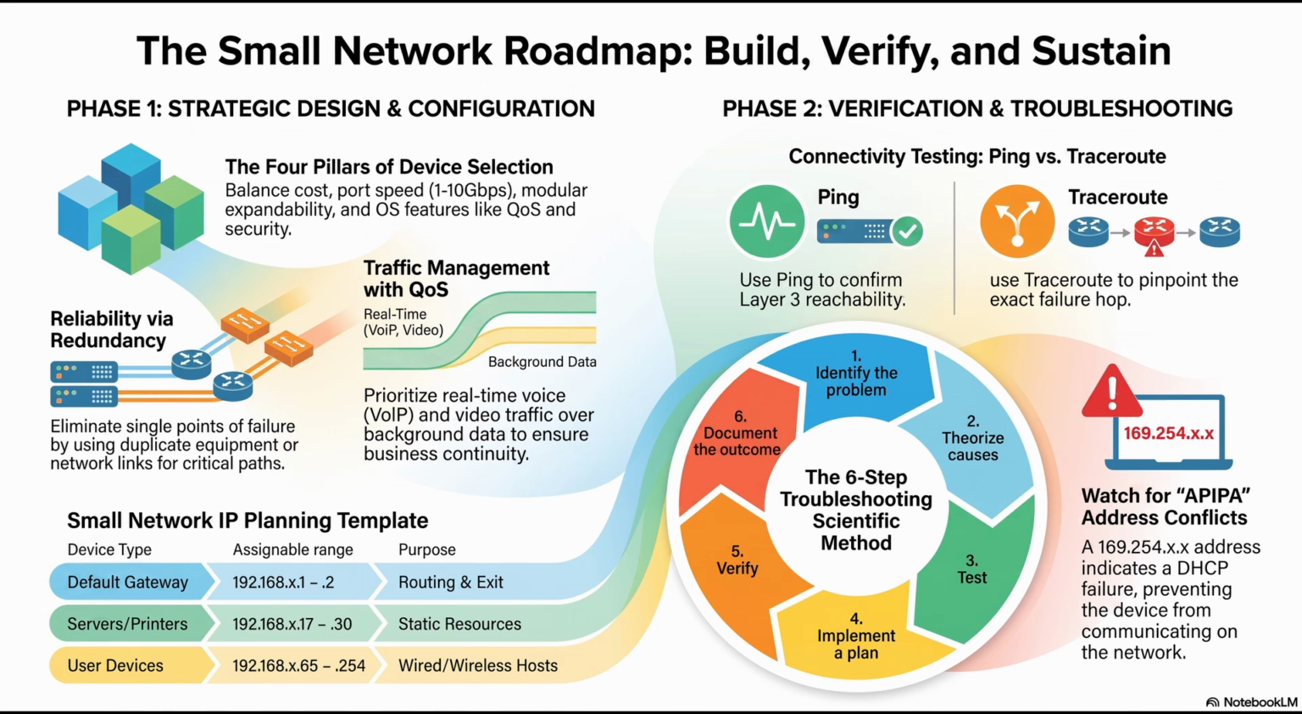Right. And I think we really have to start at the foundation here, because before you can even think about troubleshooting a network, you have to build it correctly in the first place. Designing with purpose. Exactly. The very first decision an administrator makes is device selection. They have to choose the routers and switches that will act as the traffic cops of your network. So they're balancing like cost and speed. Cost, speed, the types of ports, the operating system features, and a really critical factor, expandability.